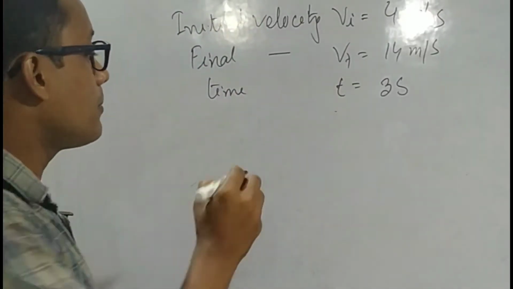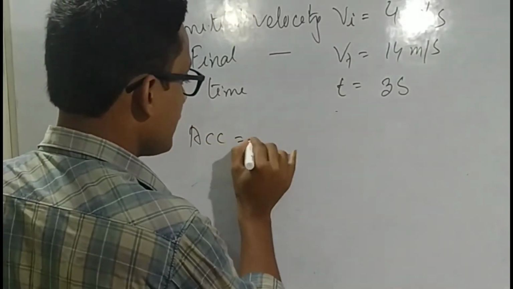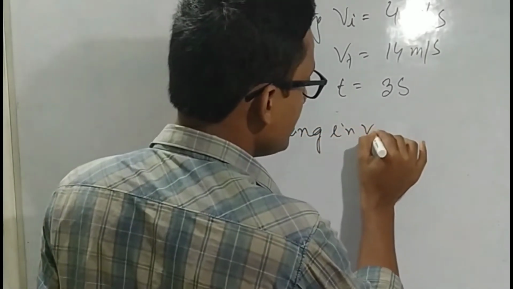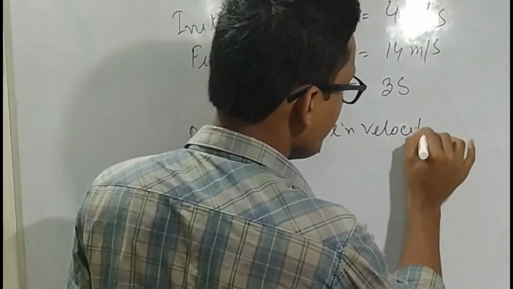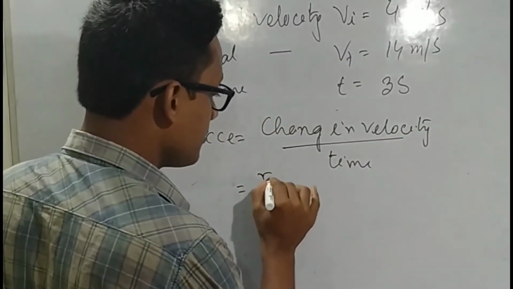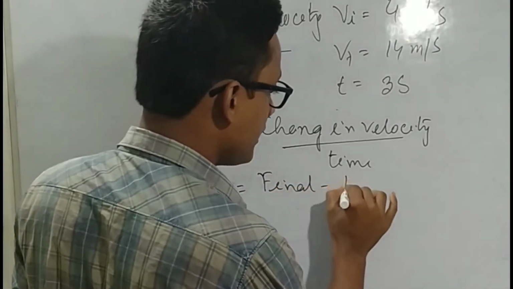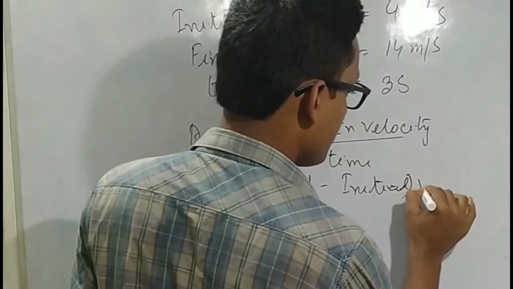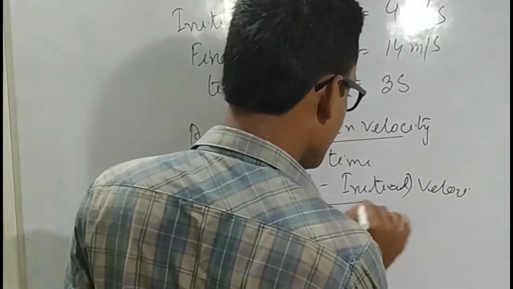Now acceleration of a body is written as change in velocity by time. Change in velocity can be written as final minus initial velocity by time.